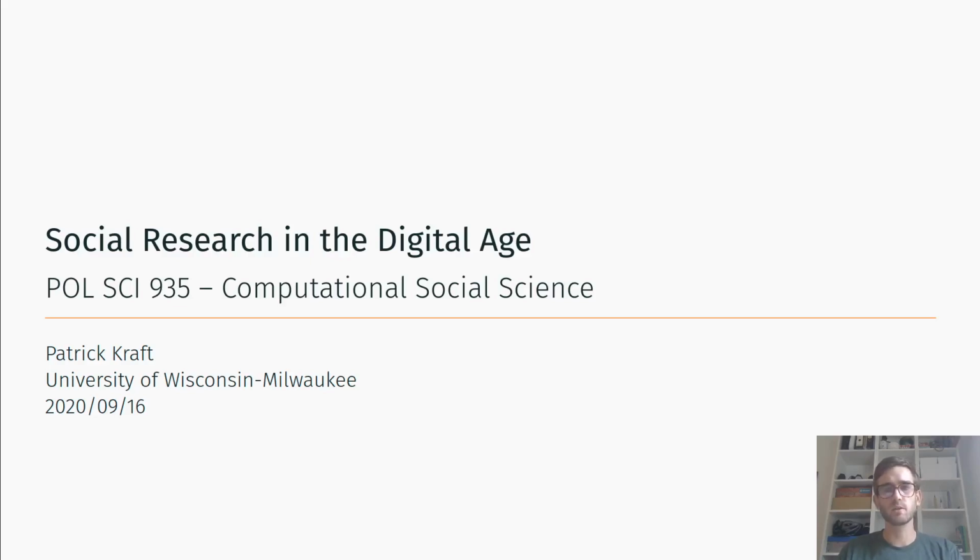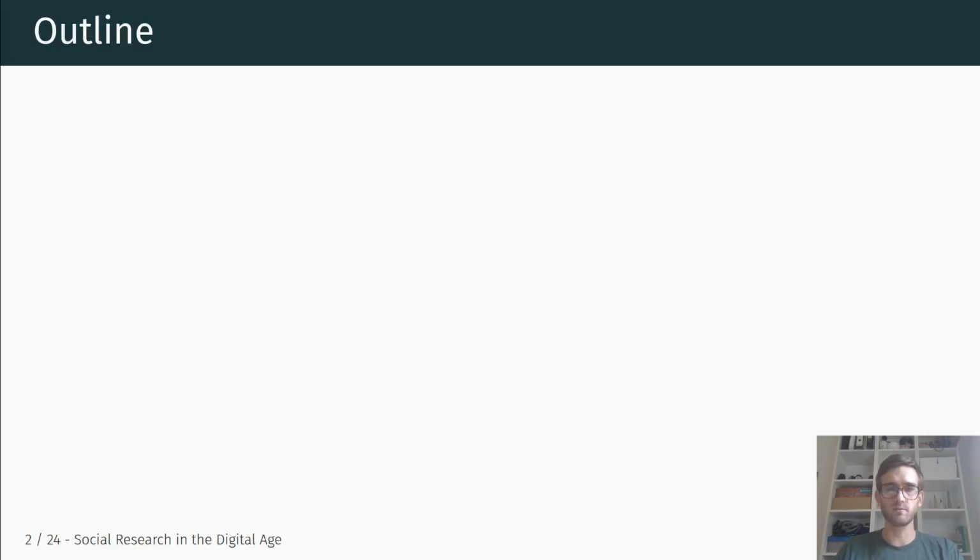This week, we're going to talk a little bit about the opportunities and challenges for social research in the digital age. So here's a brief outline of the videos that I'm going to post this week. In this video, I'm going to talk about three eras of survey research. And specifically, I'm going to talk about how the digital age changed public opinion research, and more generally, what these changes mean for computational social science more broadly.